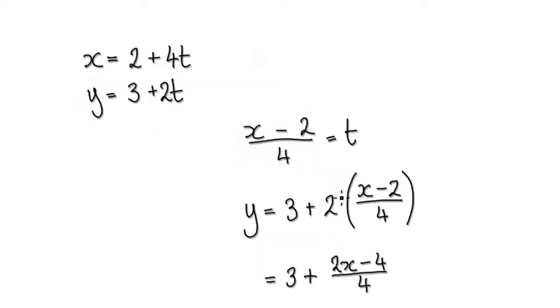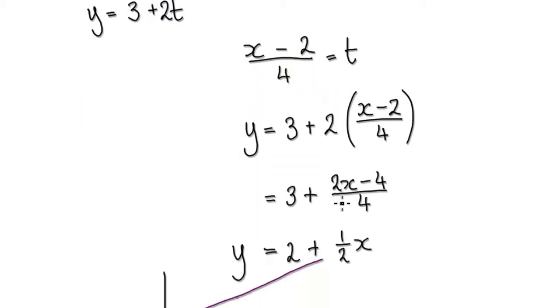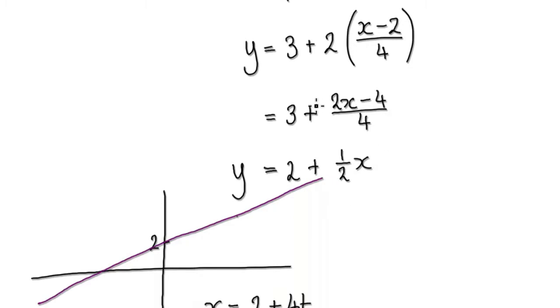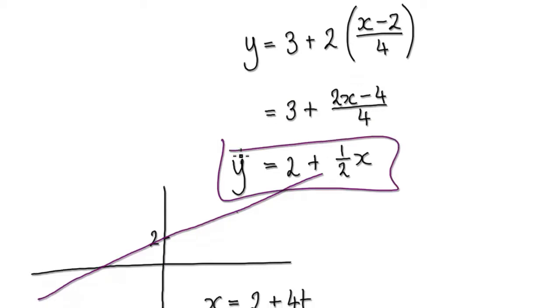So now tidy this up. That will then give you this thing here. Tidy up again. That will then give you this. Once it's in its Cartesian form, then we can easily sketch it.